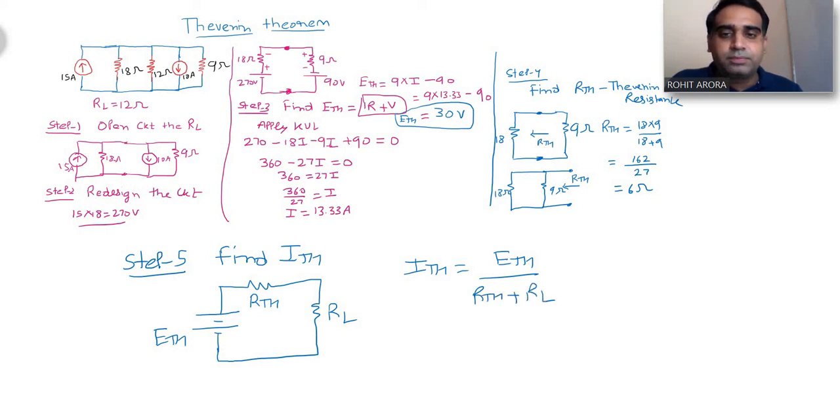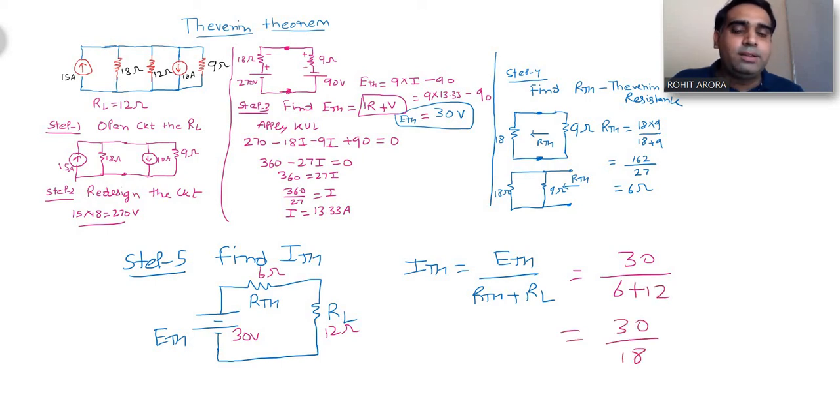Correct. Now the value of RL is 12 ohm, RTH is 6 ohm, and ETH is 30. So ETH is 30, RTH is 6 plus 12, it means 30 divided by 18. Now 30 divided by 18 comes to 1.66 ampere. This is the value of current, and this is the answer. By the help of this we calculate the current.